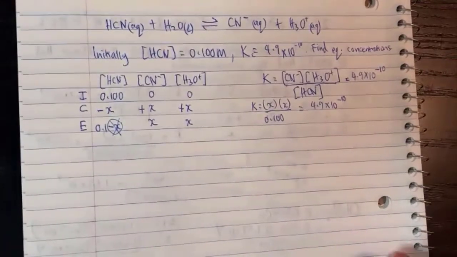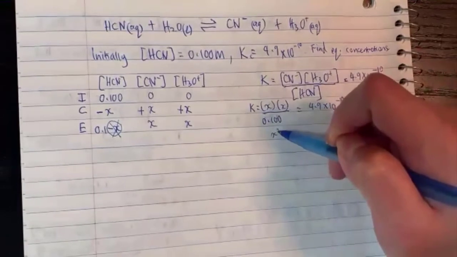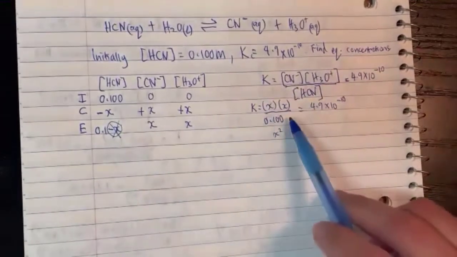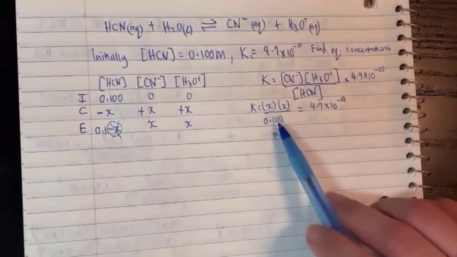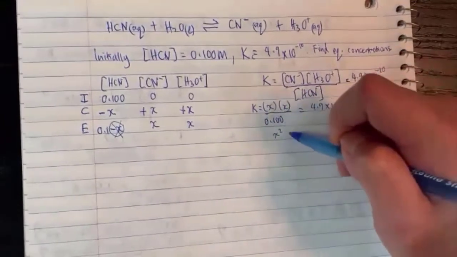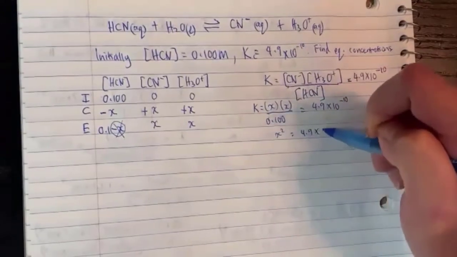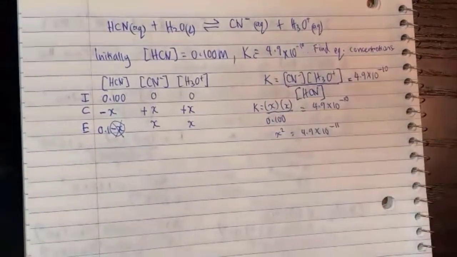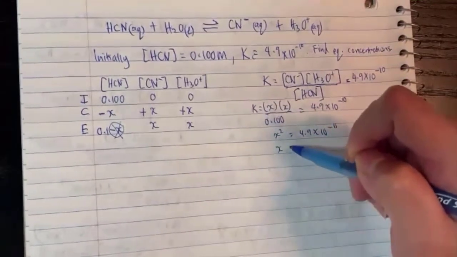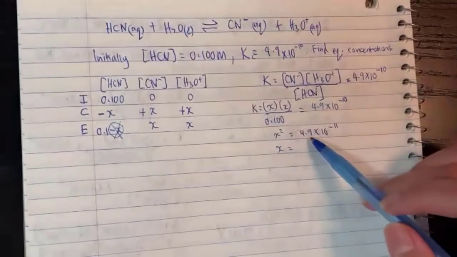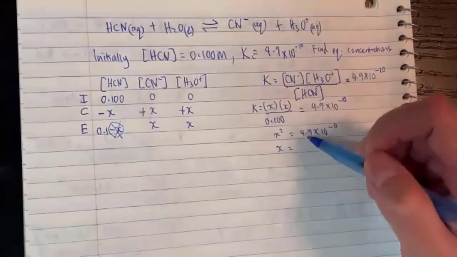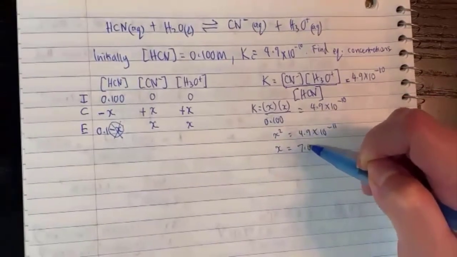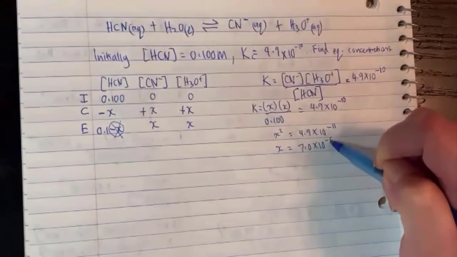Once we have this, it becomes easy to solve because we cross off that x right there, since there was supposed to be a minus x right here. So now we know x squared equals this times that, so it's 4.9 times 10 to the minus 11. To get just the x value, you take the square root of everything. So x is the square root of 4.9 times 10 to the minus 11. Take the square root of that, and you get 7.0 times 10 to the minus 6.